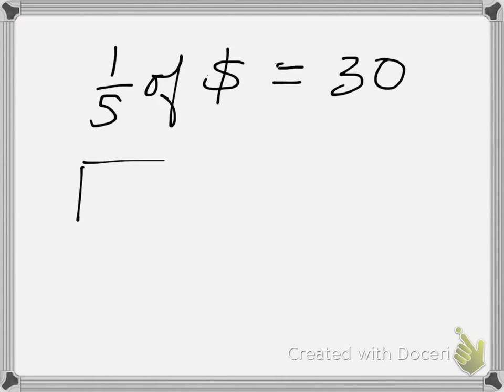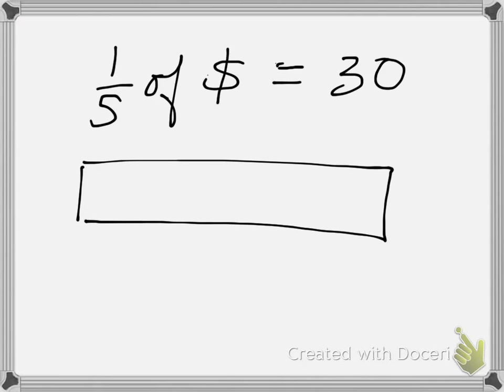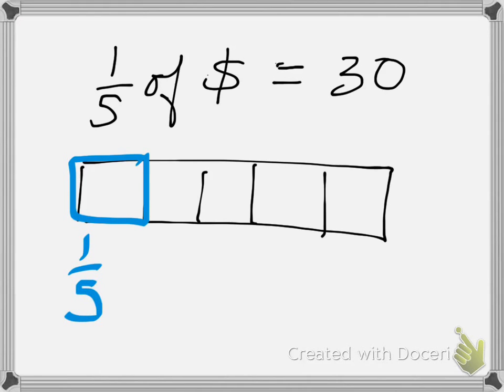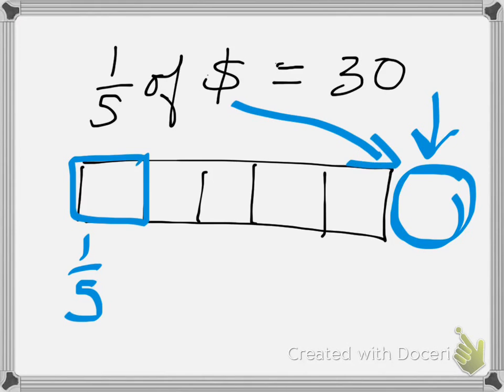Another strategy for this is, since there's a fraction, we can use a fraction box. We have 1/5, so we're going to divide this into fifths, and we want one of those fifths. And it tells us that 1/5 is 30, and they want us to find the total. So the total is going to be here. That's our unknown, and we know that 1/5 is going to be 30. So this fifth right here is 30. And since fractions are equal parts, all these other parts also happen to be 30.